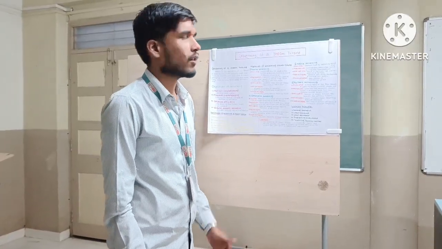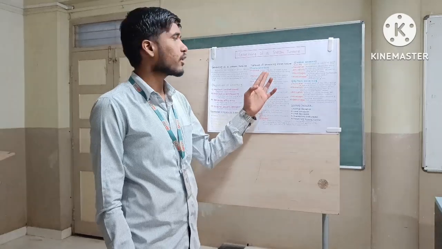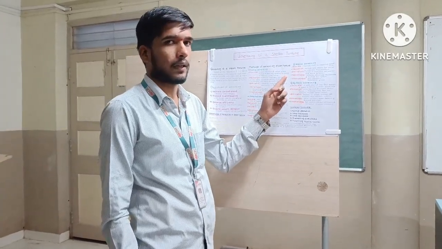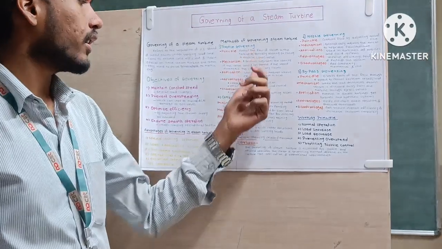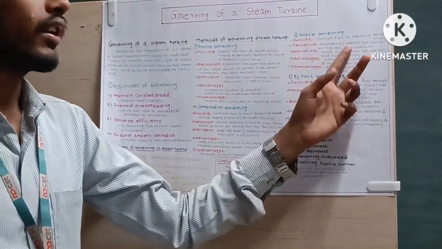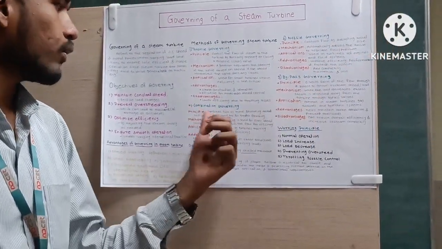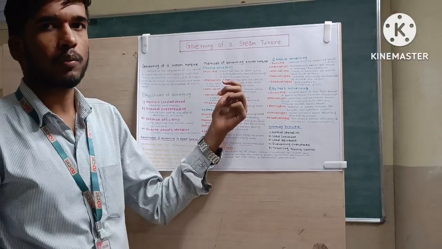As Vaibhav explained about the governing of steam turbine, there are four methods of governing of steam turbine. First is throttle governing, second is nozzle governing, third is bypass governing, and fourth is the combination of governing. So let's see one by one.